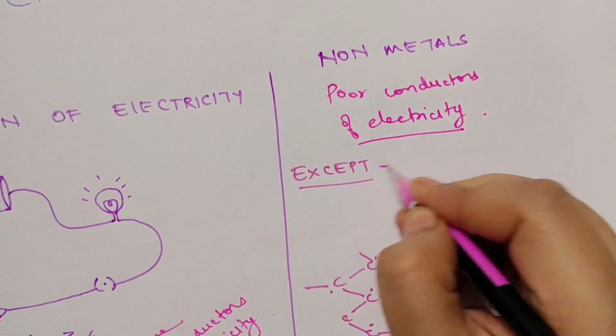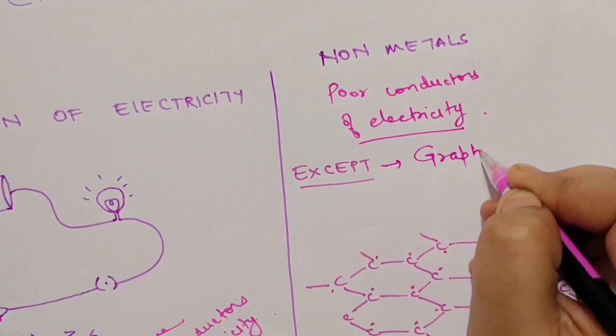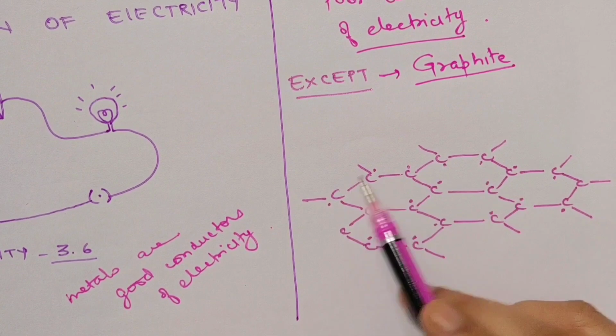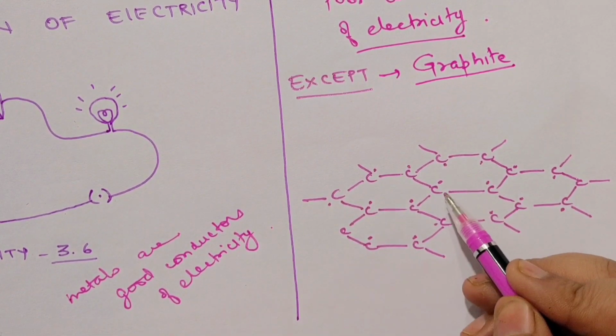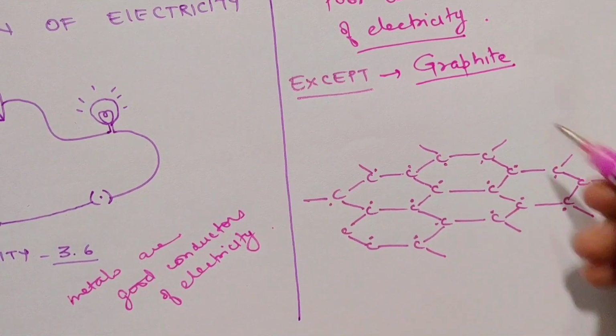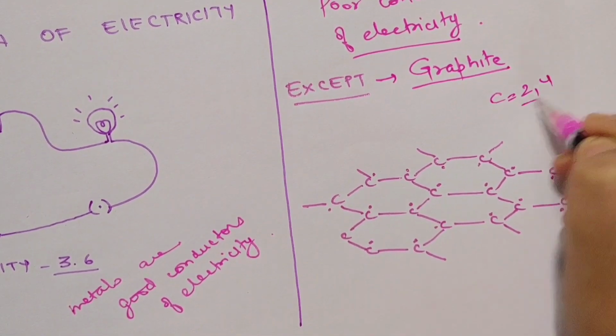Except graphite. Graphite, which is an allotrope of carbon, is a good conductor of electricity. Why is that? This is graphite's structure. In that, we can see that each carbon is bonded to 3 other carbons. But carbon, as we know, has the valency of 4.